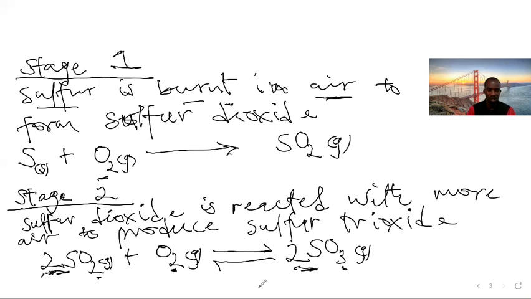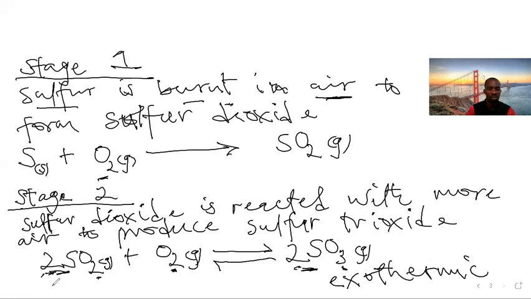So this stage is reversible. At what temperature will this reaction take place? Now, going by Le Chatelier's principle, your idea of equilibrium, you will know that increasing temperature favors the endothermic reaction, reducing temperature favors the exothermic reaction. Now, this reaction is exothermic. The forward reaction is exothermic.